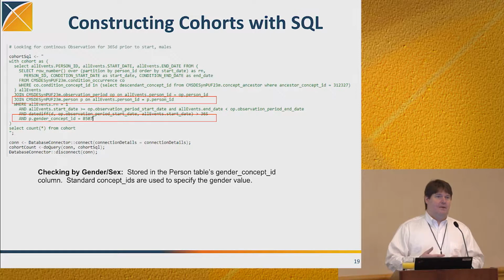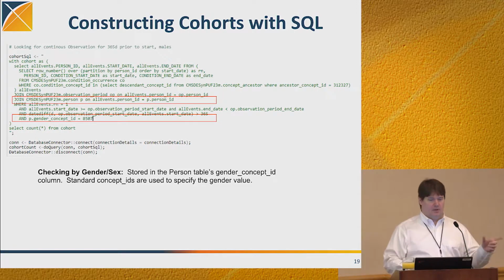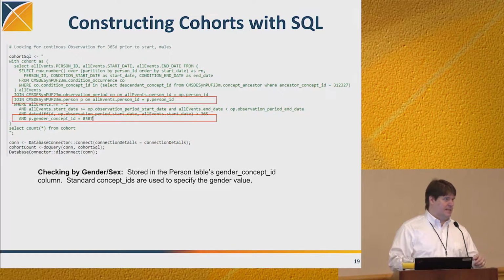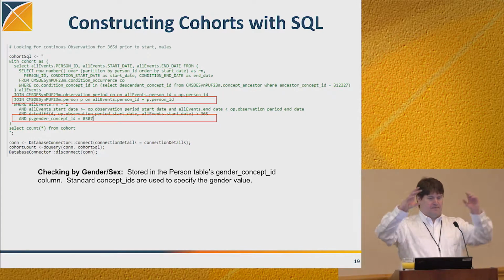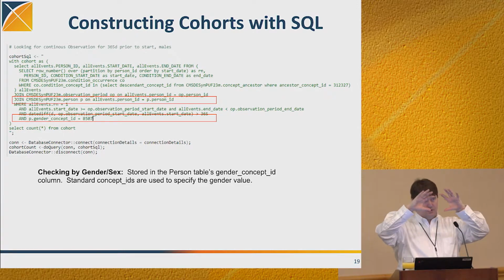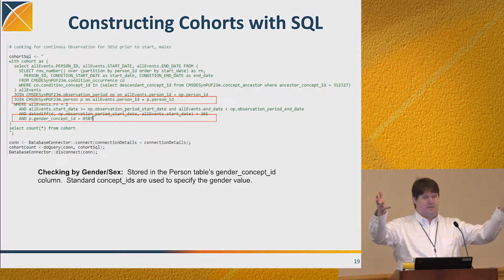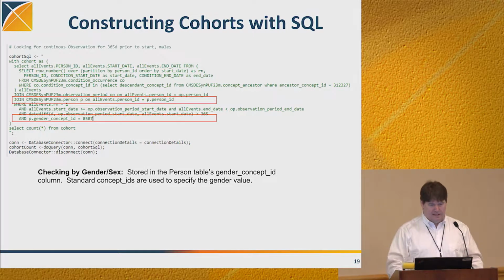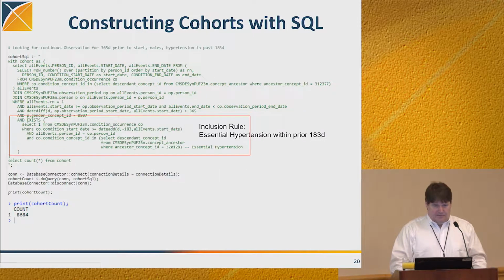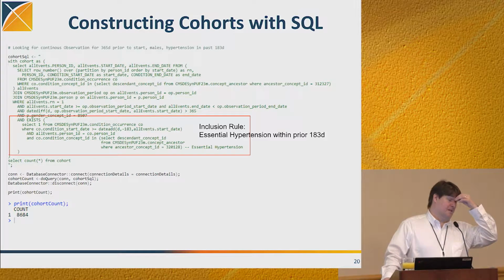Next, I want to say, okay, but I want a certain gender or sex in the population. So that is another join to the person table looking for a certain concept ID. So I've started with just the condition occurrence, joined to observation period to get my continuous observation, joined to the person table to understand age or demographics. And then as a more complicated step, we're saying we want to make sure you had essential hypertension sometime in the prior 6 months.